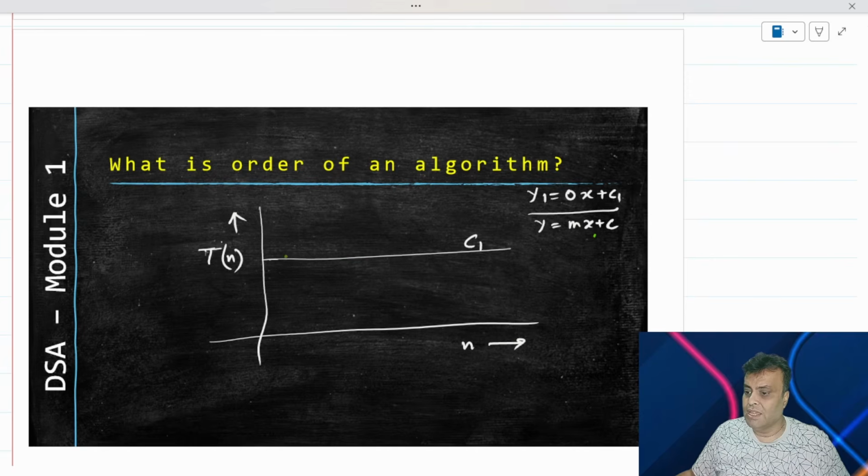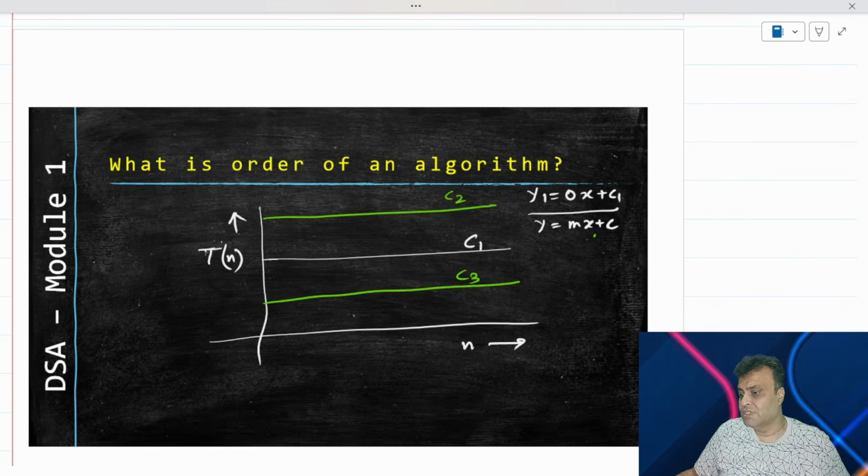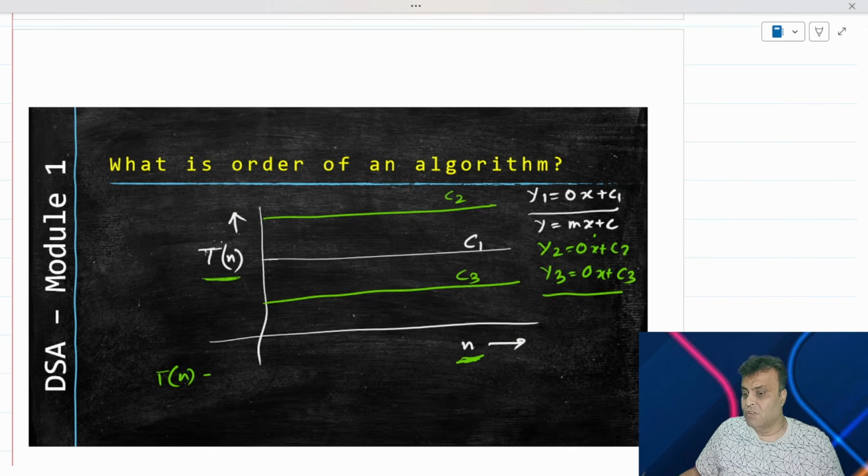Now, can I have one more curve which looks like this, which is at a C2? Can I have one more curve which is at a C3? Then can I say we have y2 equal to 0x plus C2 and y3 equal to 0x plus C3? We can say that, right? And if we can say that, can we say that y1, y2 and y3 are executing in a constant amount of time and do not have any relevance to n? n is nowhere in the picture. Your Tn is not dependent on n. So Tn is always a constant k, whatever that k is, it can be C1, C2 or C3.